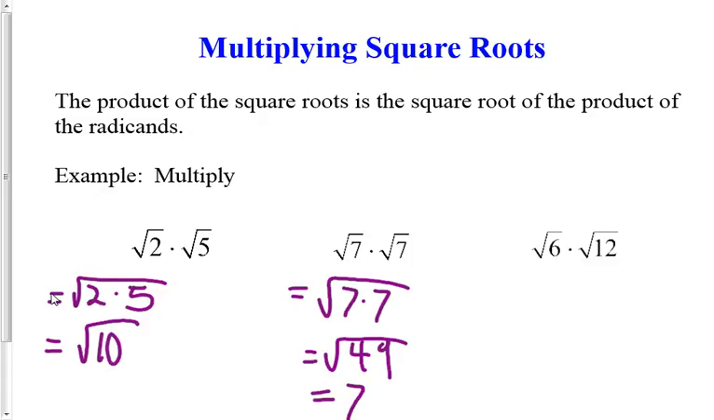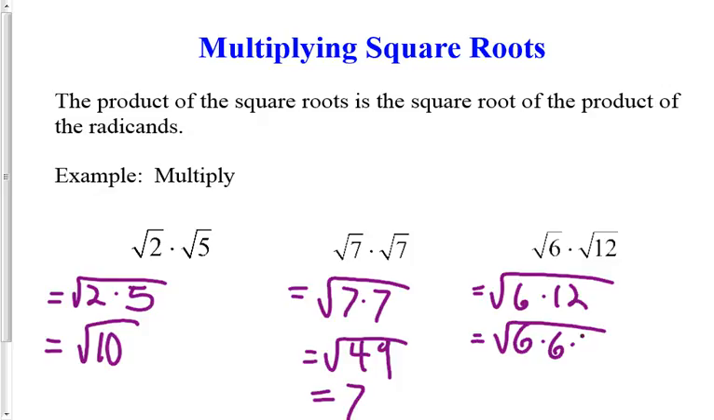And then square root of 6 times square root of 12 is equal to the square root of 6 times 12, which is equal to the square root of 6 times 6 times 2, which equals the square root of 36 multiplied by the square root of 2, which in the end equals 6 times the square root of 2.